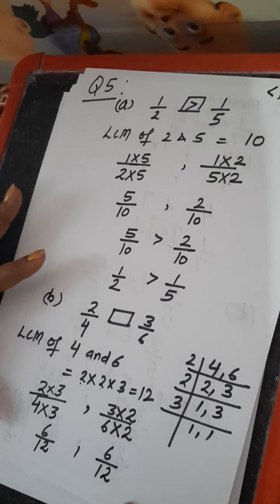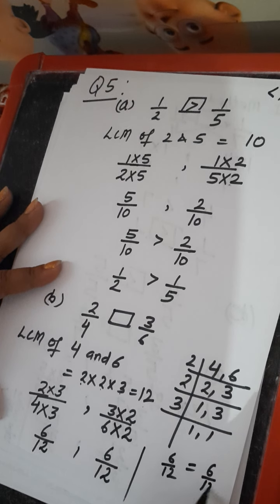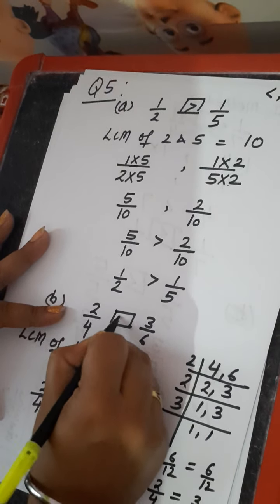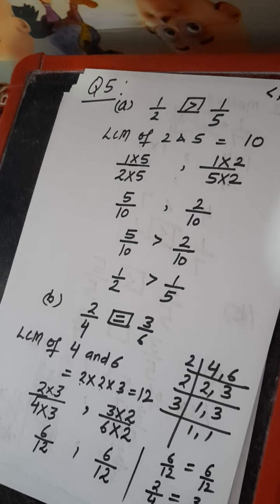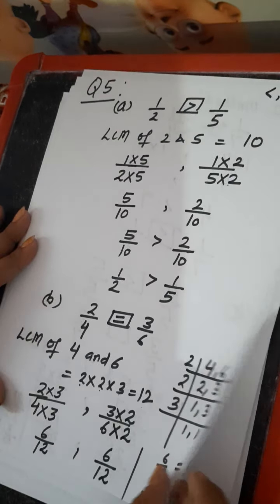Both are equal. Here 6 upon 12 is equal to 6 upon 12. So 2 upon 4 is equal to 3 upon 6. So here I will use the sign of equals to, because after taking LCM, both are equal. So this is my B part.